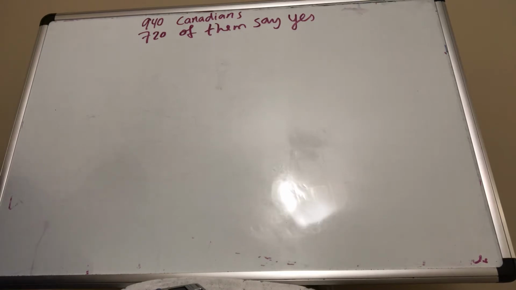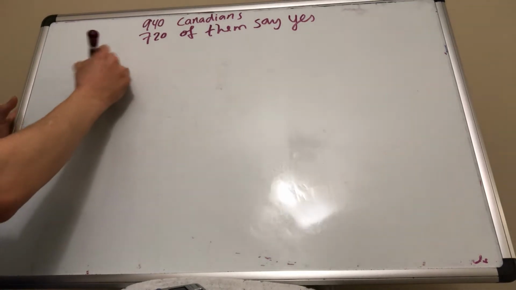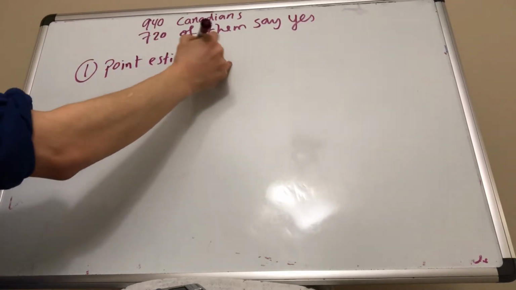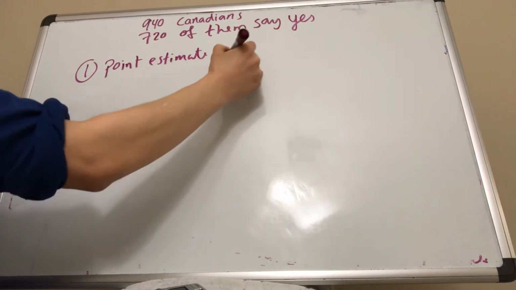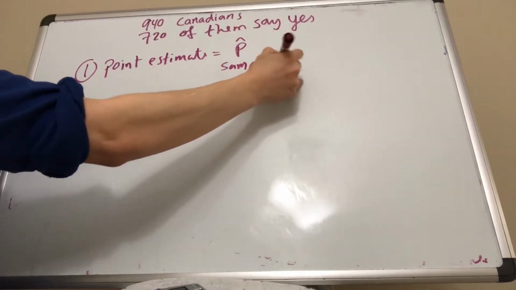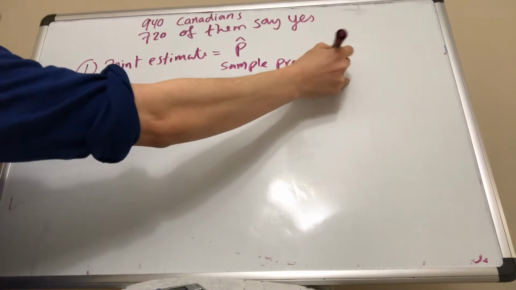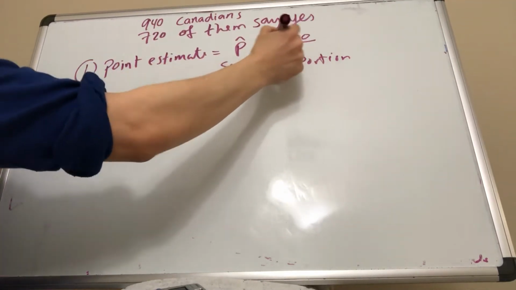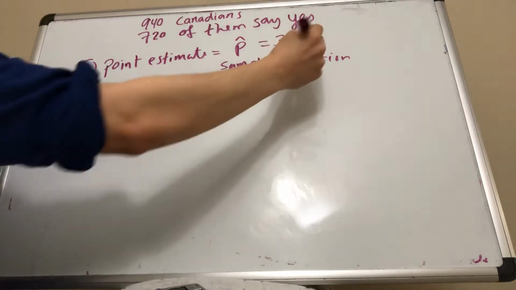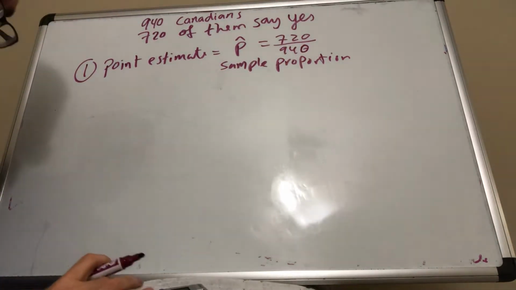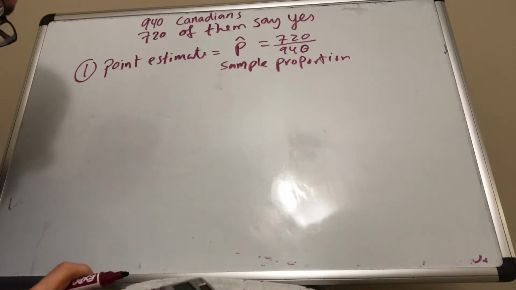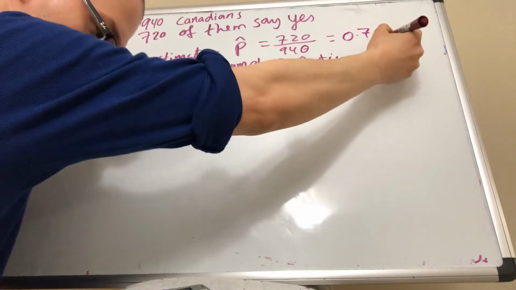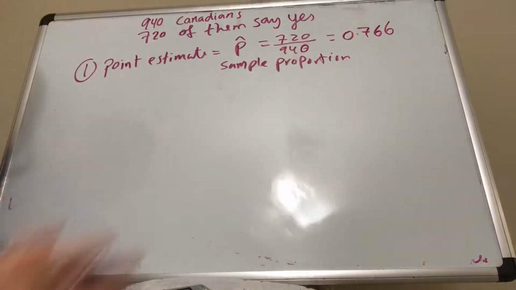First question, they want the point estimate. Point estimate in this case would be P hat, and that's the sample proportion, which is 720 out of 940. It's the percentage from the question, 720 over 940, and that would be 0.766 if you use 3 decimal places.